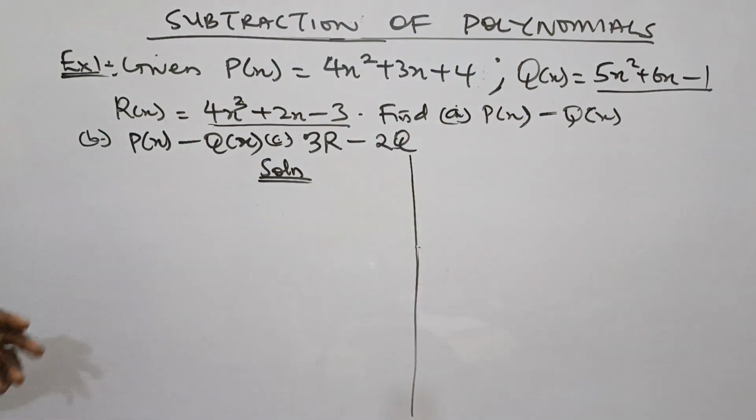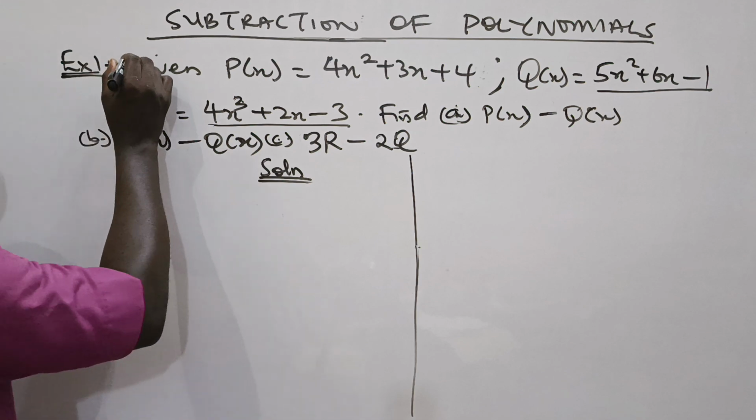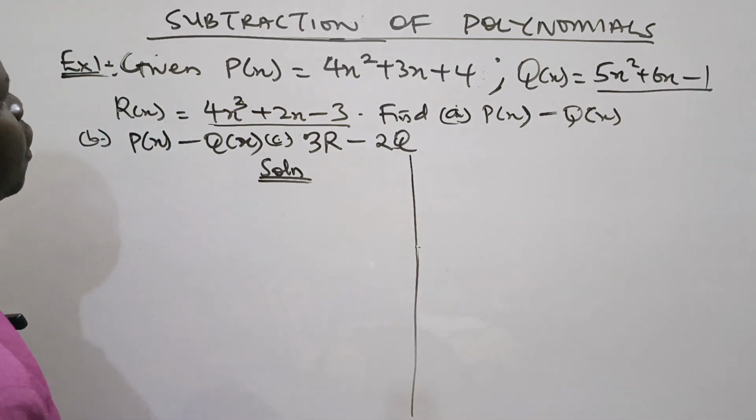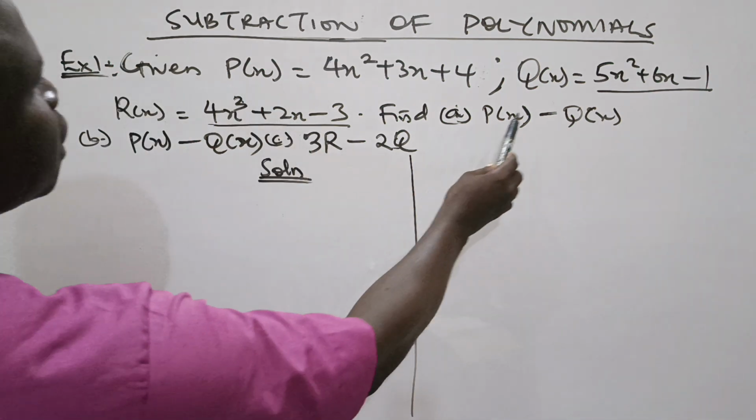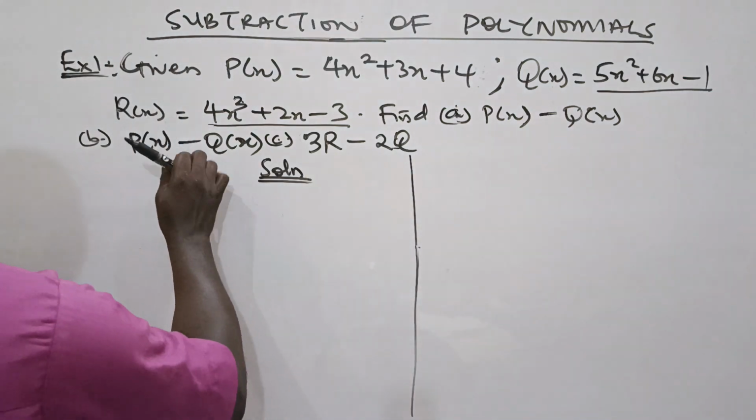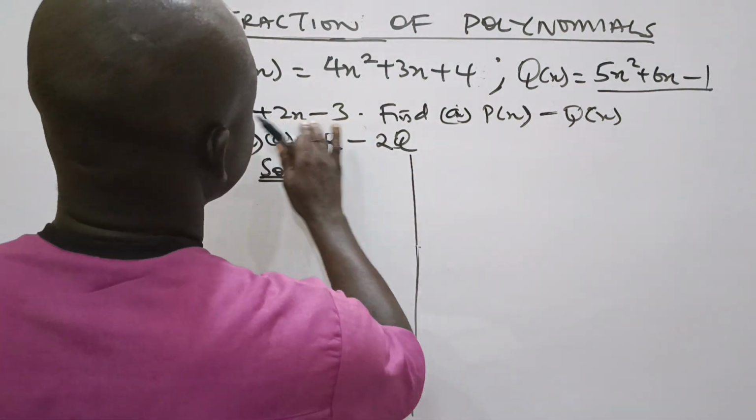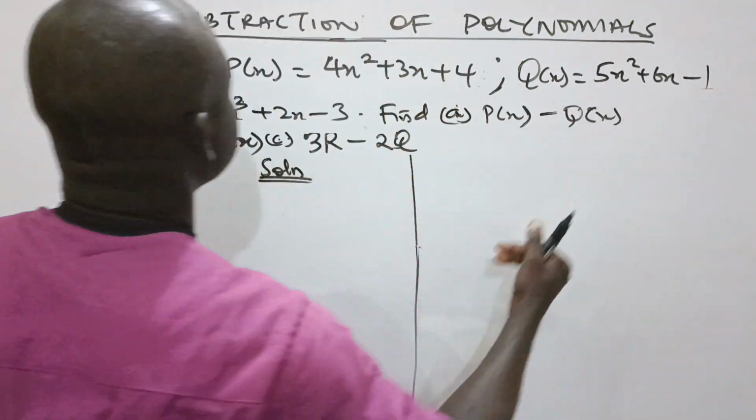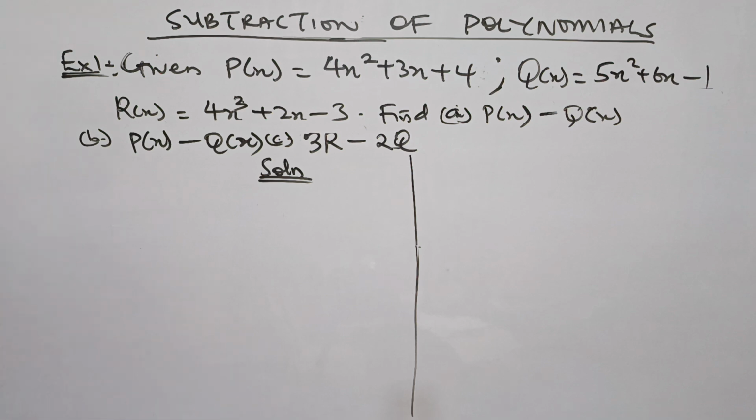Today we want to look at subtraction of polynomial. In this case, we are given P of x, Q of x, and R of x as what we have on the board. So how do we now subtract one polynomial from the other? That is what we are about to do.